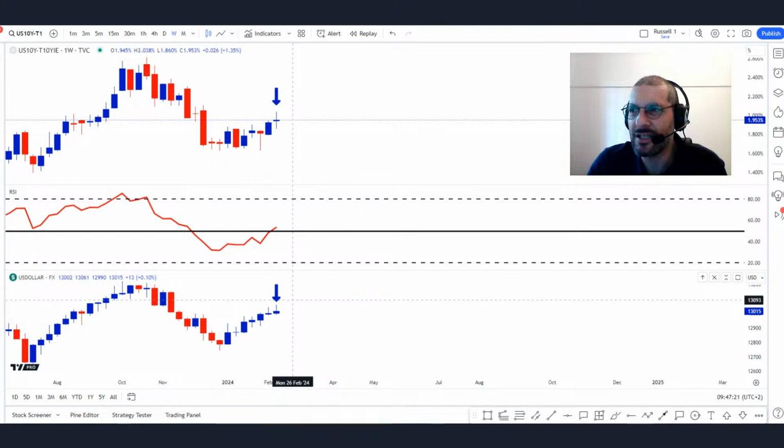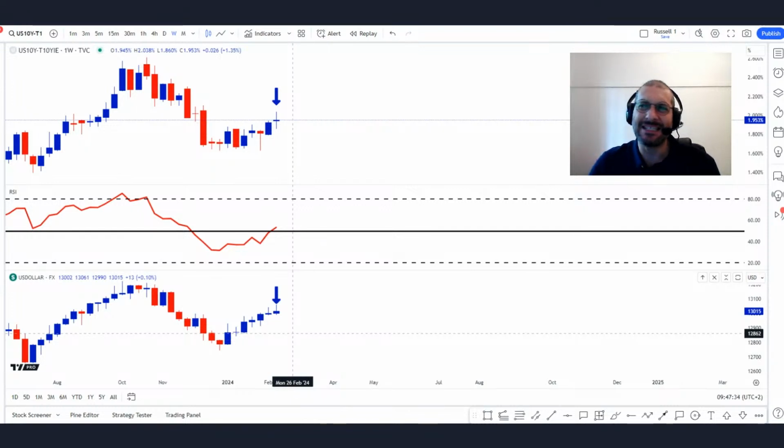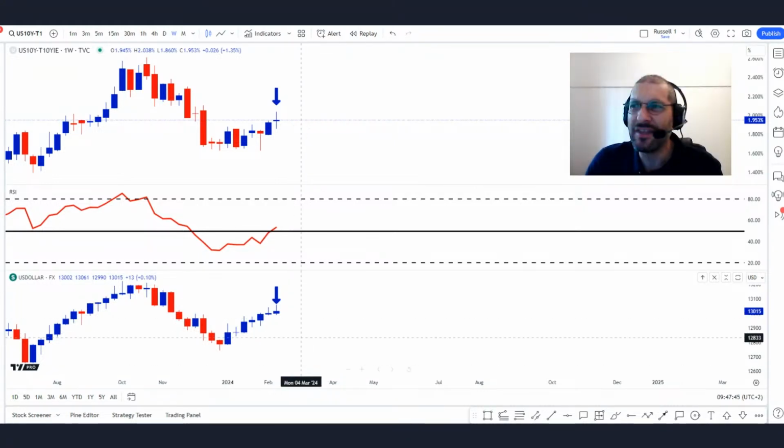Let's not call it inverted. Let's call it a selling tail. Perhaps some sort of gravestone doji. Gravestone doji the week before, gravestone doji last week. It does seem that the dollar may be losing some sort of momentum, may be heading into a movement down. This is very much speculation.